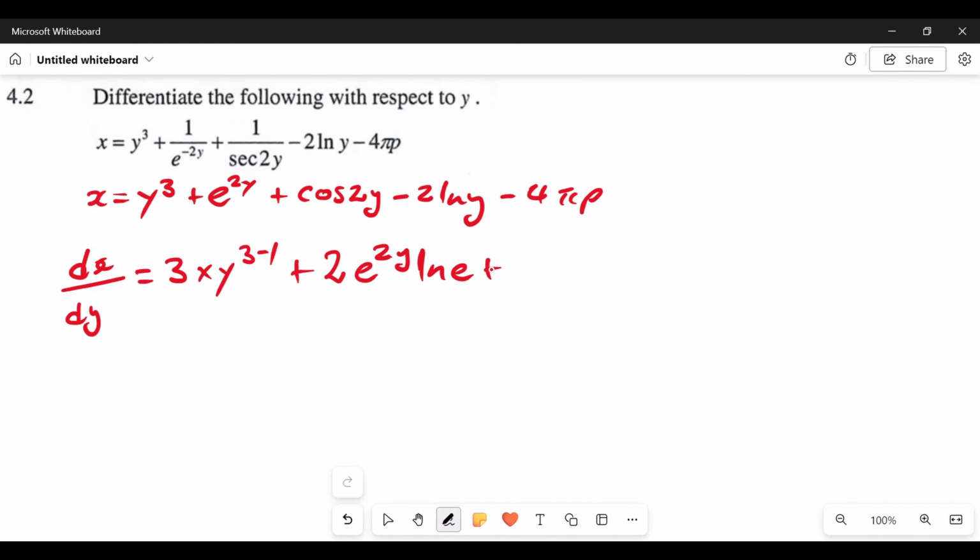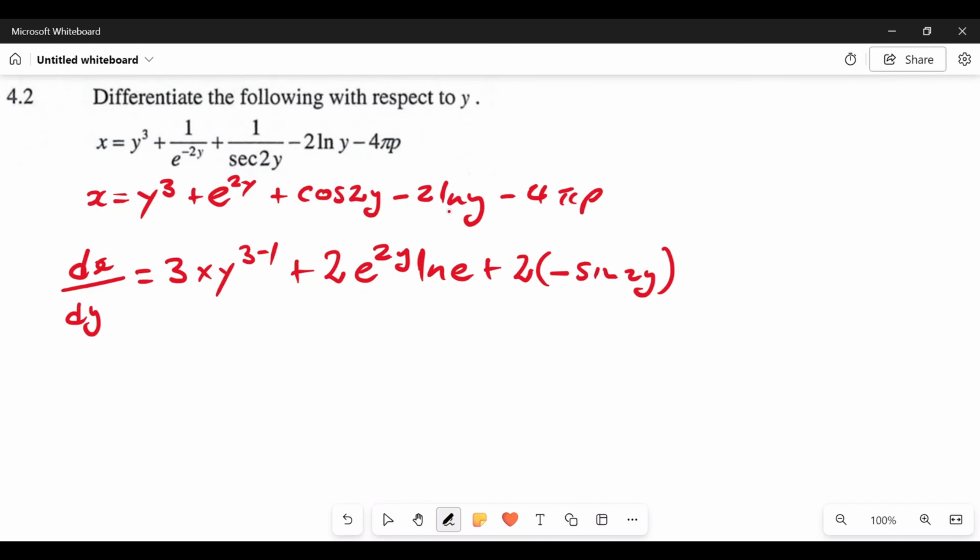Now let's go to the third term. The third term is a trigonometric function. Now we have cos 2y. So the differentiation of cos 2y is going to be 2. First of all, you multiply by this 2 here. And then what is the differentiation of cos? It's going to be minus sine. There we go.